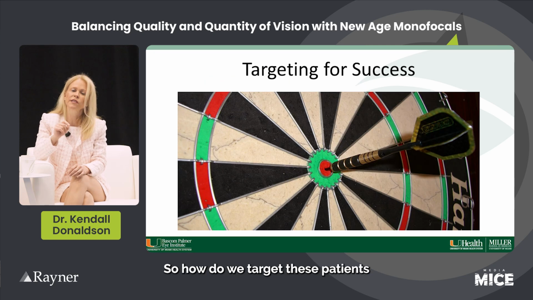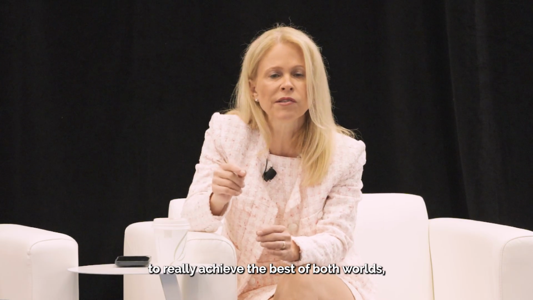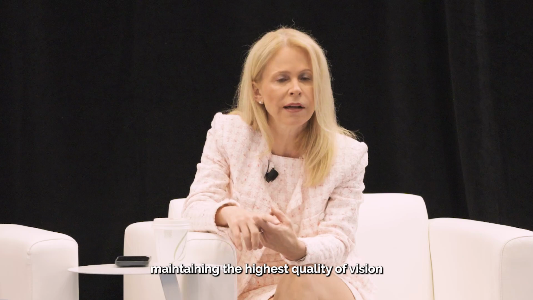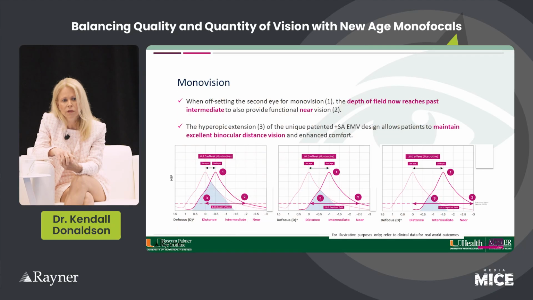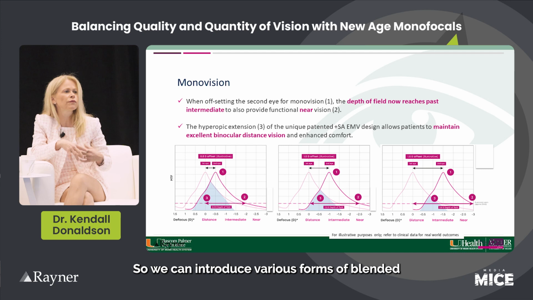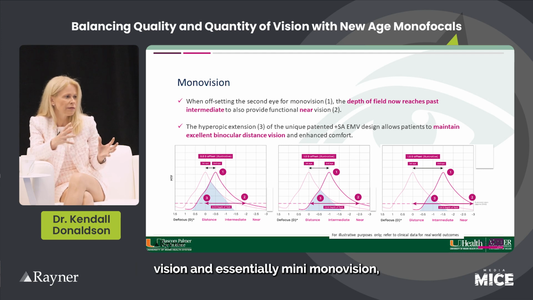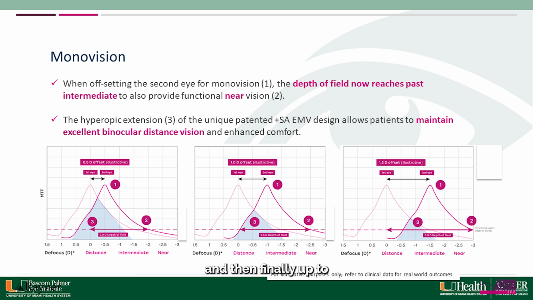So how do we target these patients to really achieve the best of both worlds? Maintaining the highest quality of vision by giving them range of vision as well. So we can introduce various forms of blended vision, and essentially mini monovision, and then finally up to full monovision. For full monovision with a lens like this, we're talking about a 1.5 offset, as opposed to more like a 2.5 with a standard monofocal lens.